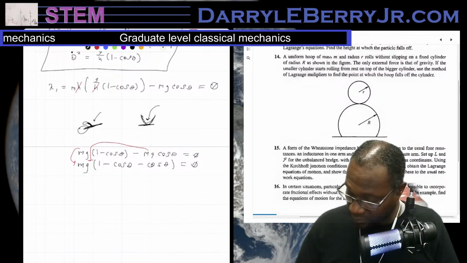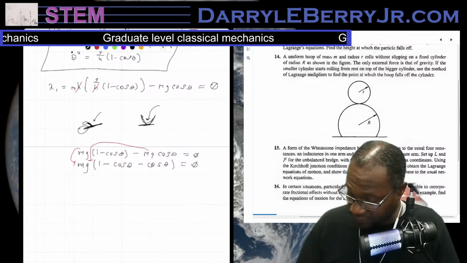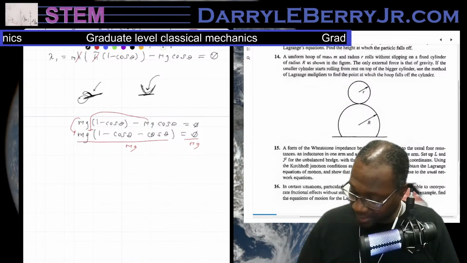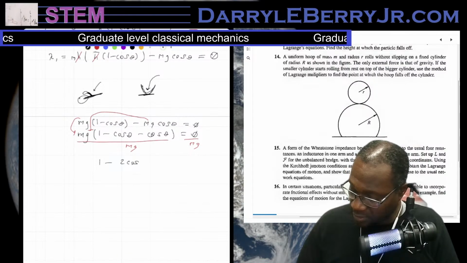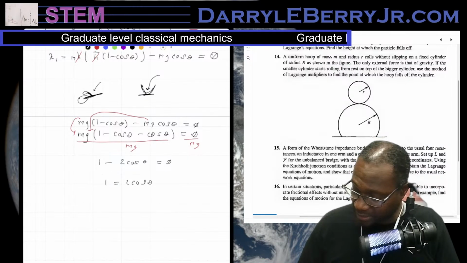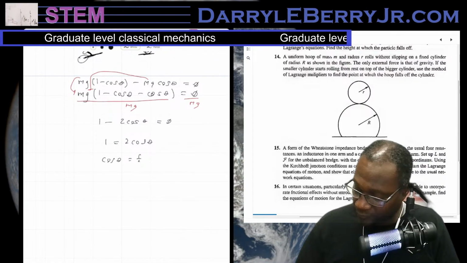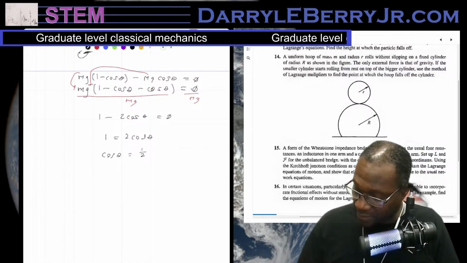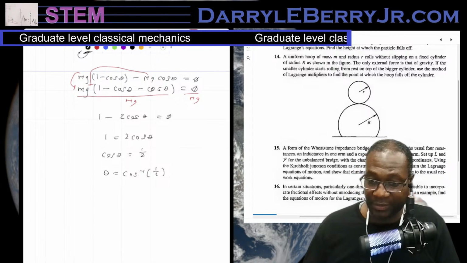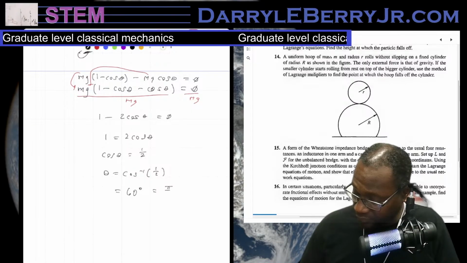Now I could divide the mg over. The mg cancels if I divide both sides by mg because they are constants. So I have 1 minus 2 cosine theta equals 0. So 1 equals 2 cosine theta, almost to the end. So cosine theta equals 1/2, and theta equals cosine inverse of 1/2. If you put that in your calculator, you'll see that theta equals 60 degrees, or pi over 3.